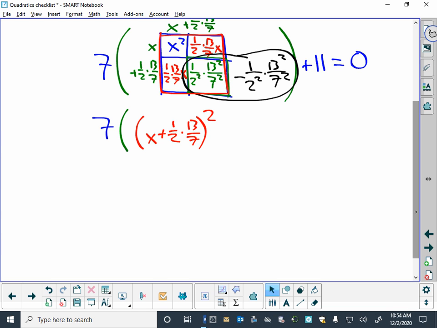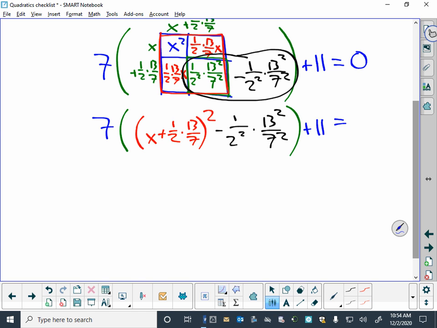That covers the 4 pieces that are inside that square. I still have this minus 1 over 2 squared times 13 squared over 7 squared hanging out here. Let's see, green parentheses there, plus 11 equals 0. So this says exactly the same thing as every line above it. All right. And now the only thing left to do is distribute that 7.